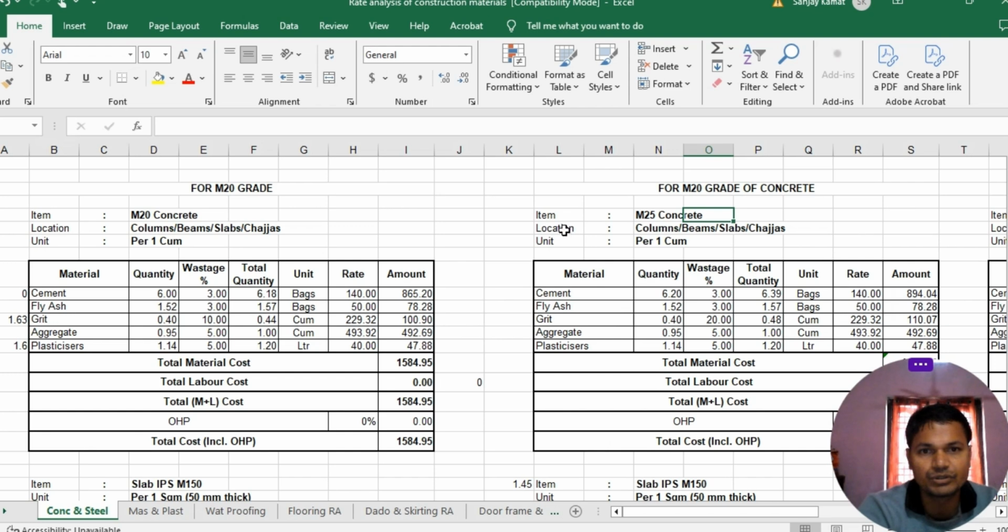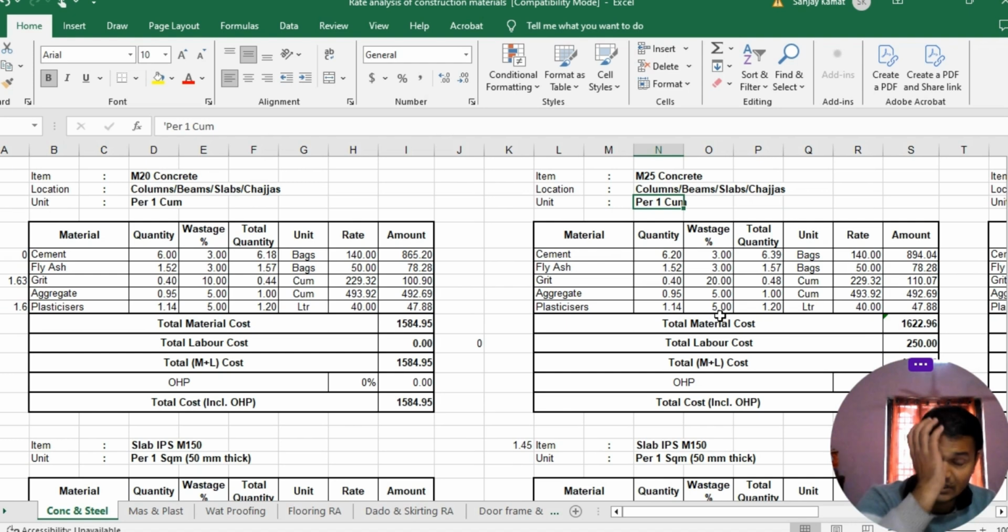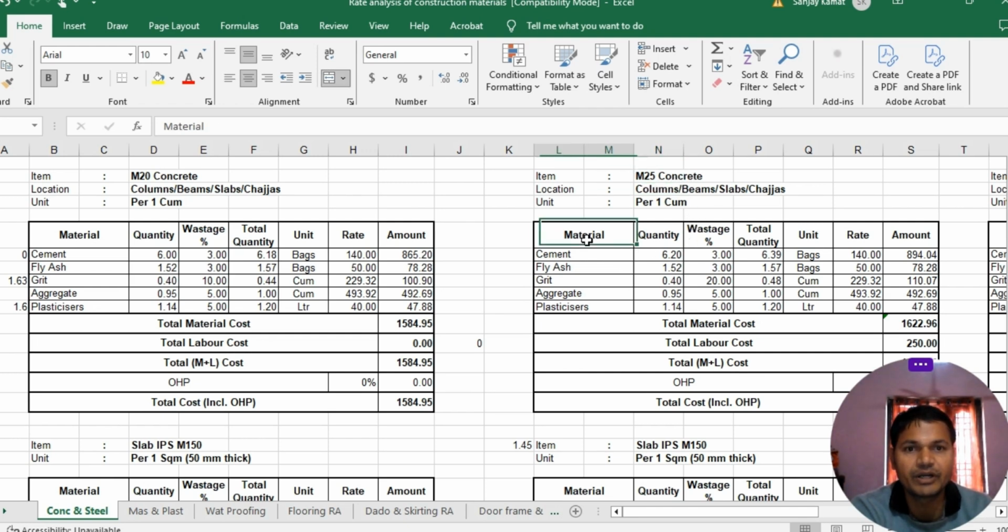So location is column, beam, slab and saja. Unit will be per cubic meter. This time the only difference from previously, when we took the M20 grade of concrete, is that we are taking the M25 grade of concrete. The materials will be the same: cement, fly ash, grit, aggregate and plasticizer.